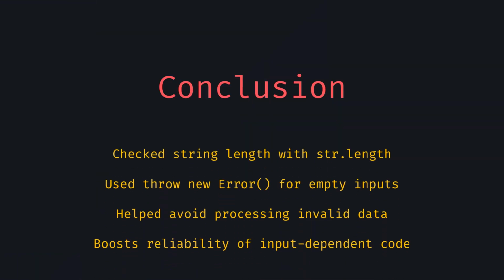To wrap up, this function checks if the string is empty using a length check. If it is, it throws a clear custom error to prevent invalid operations. This is a solid way to protect your code from unexpected blanks.